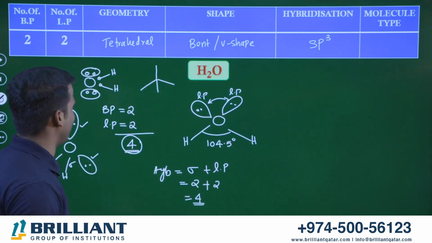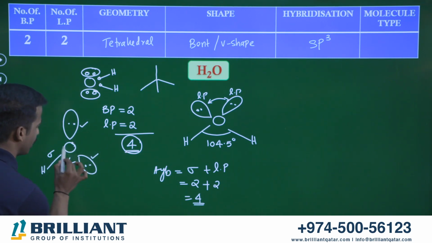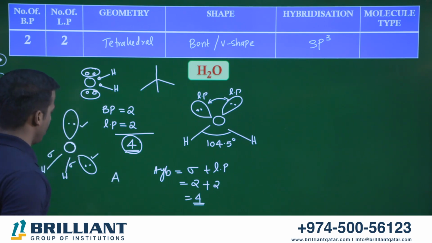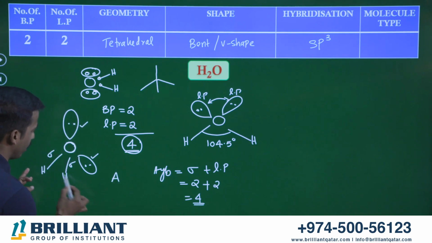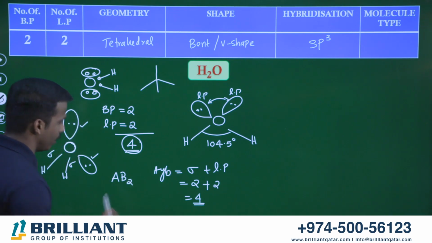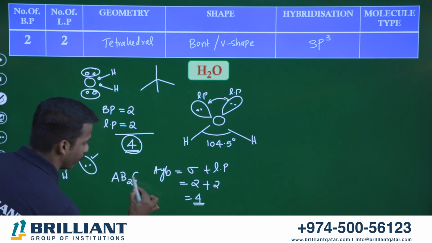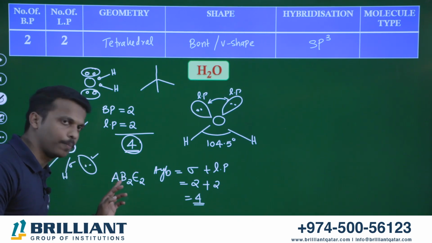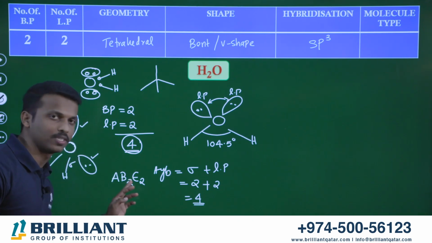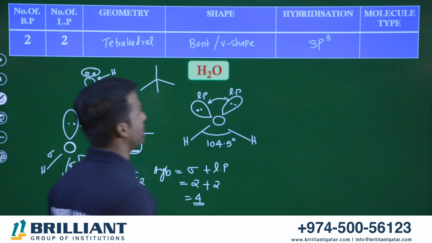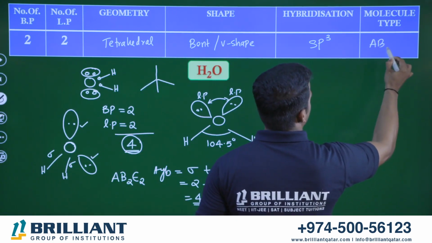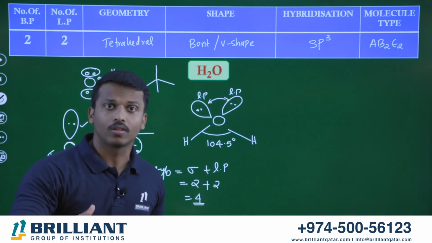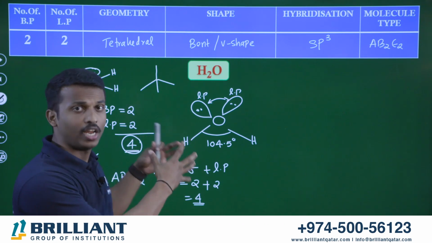Can you tell me what is the molecule type? Which is the central atom? Oxygen. How many central atoms do you have? Only one, right? Therefore, A. How many surrounding elements? 2 surrounding elements, hydrogen. Therefore, B2. How many lone pairs? 2 lone pairs. Therefore, E2. As I said last time, A represents the central atom, B represents the number of surrounding elements, E represents the number of lone pairs. So the type is what? AB2E2.